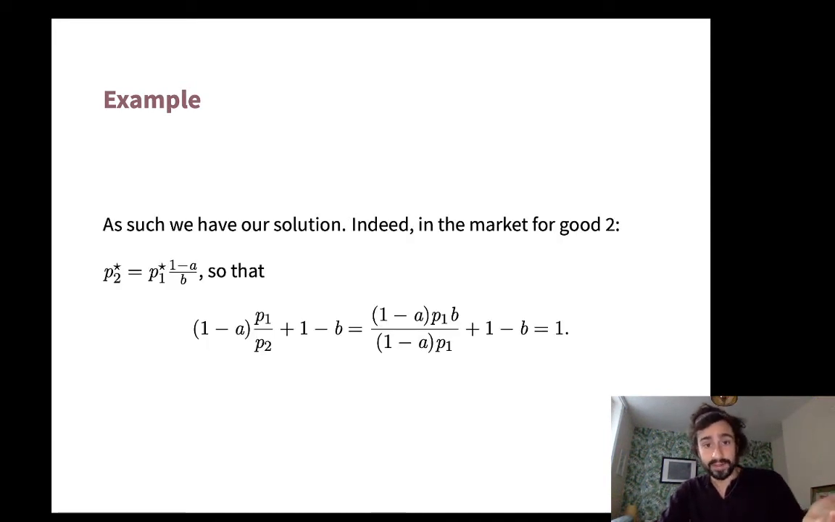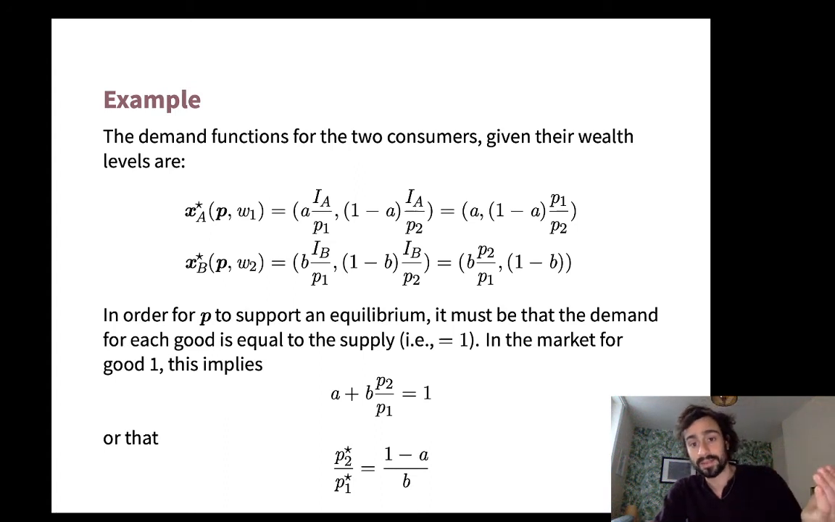We can verify that this is a solution. We got that P2 over P1 is 1 minus A over B, and so we can look at what happens in the market for good 2. If we go back to the market for good 2, we see that the total amount demanded in the market for good 2 is (1 minus A) P1 over P2 plus 1 minus B.